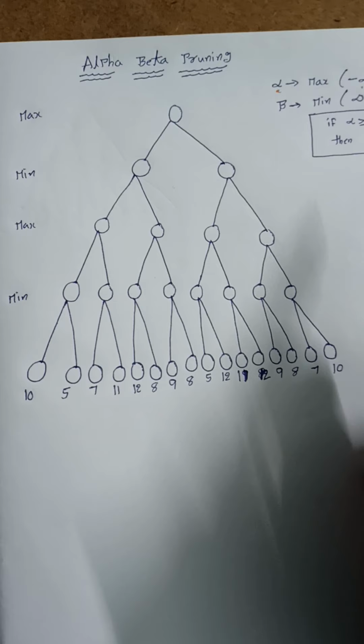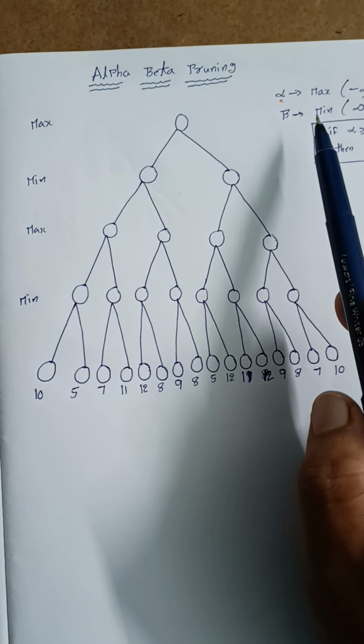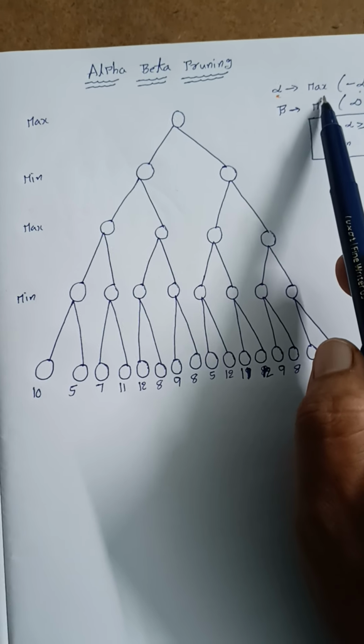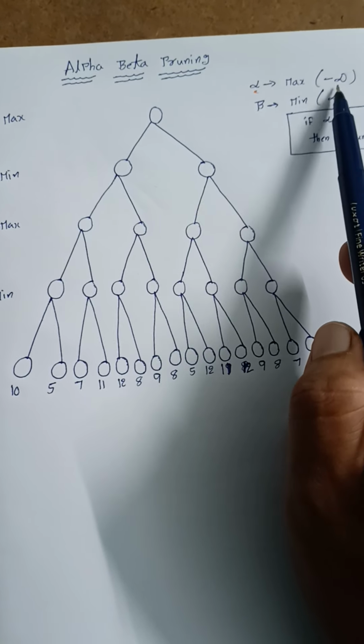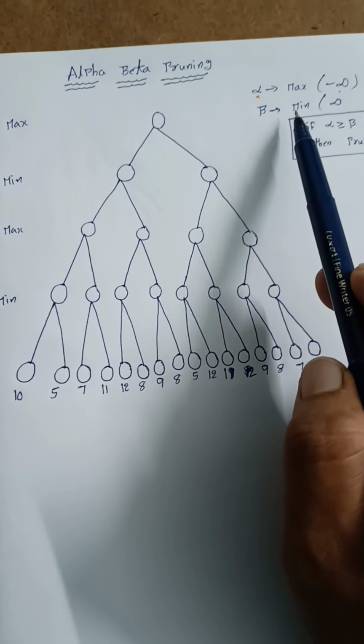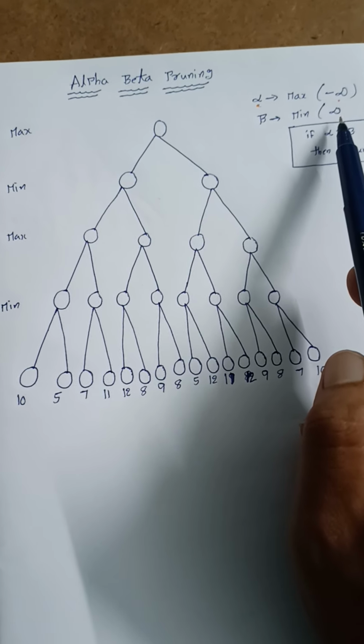Initially, we will consider one as the maximum player and another one as the minimum player. Here alpha is assumed as the maximum player, so initially the alpha value is minus infinity. Beta is assumed as the minimum, and initially the beta value is infinity.